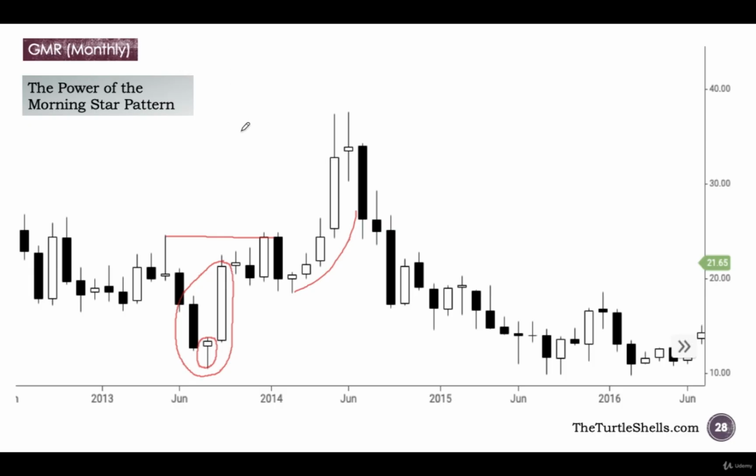Doesn't matter what time frame it is. The only thing to understand is the bigger the time frame, the more is the probability that the trade will work out in our favor. Okay?